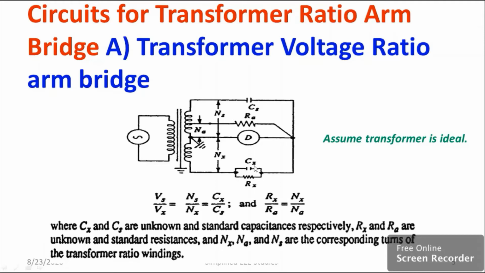Cx is the unknown value of capacitance and Cs is the standard value of capacitance. Now what you can do? Your ultimate goal is to calculate the value of Cx. From this relation, you can easily calculate the value of Cx. For example, Cx is Ns into Cs divided by Nx, so that you can easily calculate the value of Cx.